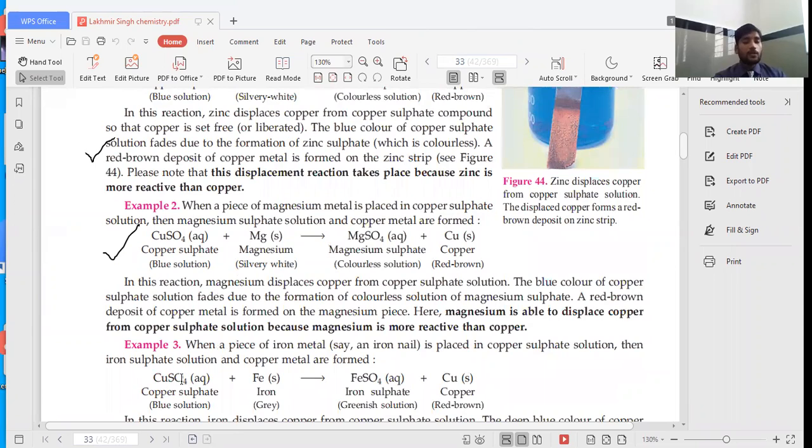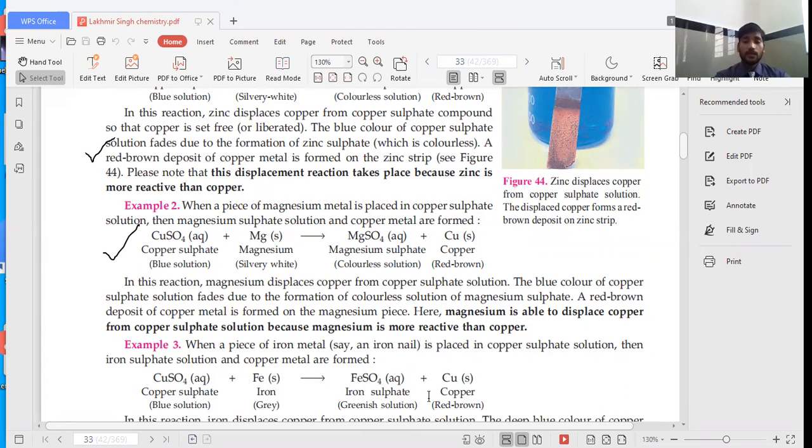Another example can be copper sulfate with iron. You again know that iron is more reactive than copper. What will happen in this situation? The blue color solution of copper sulfate will turn into the green color solution of iron sulfate. Why? Because iron sulfate is green in color.